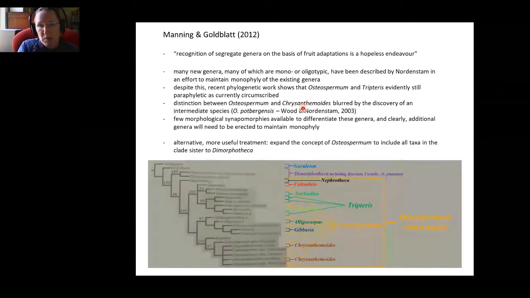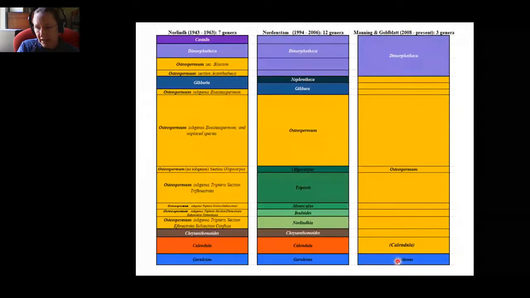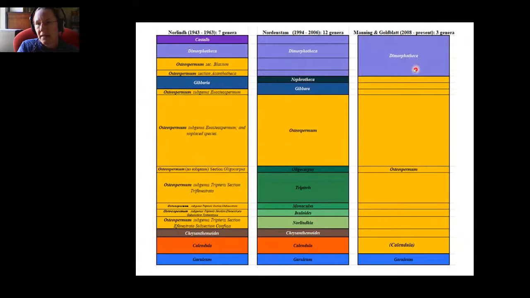The distinction between Osteospermum and Chrysanthemoides was blurred by the discovery of a morphologically intermediate species. And there are also few morphological synapomorphies available to differentiate these genera. So to maintain generic monophyly, additional, even smaller genera will need to be erected, which could be problematic. So they proposed an alternative, in their view more useful, treatment, which would be to expand the concept of Osteospermum to include all taxa in the clade sister to Dimorphotheca. So there's Dimorphotheca. The idea would be that all these taxa would be included in an expanded concept of Osteospermum. So this is the Manning and Goldblatt scheme, much simplified. Garuleum is recognized, a much bigger Osteospermum, and then the broadened Nordenstam's concept of Dimorphotheca.